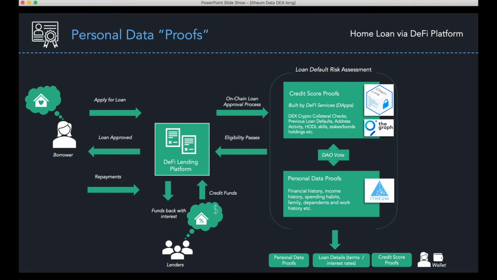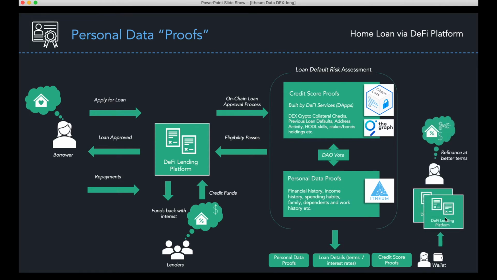But there's an additional really cool functionality about this. Now, all of these proofs that were generated by this borrower to apply for this loan are technically on chain now, and theoretically exist in this person's wallet. And what is amazing about it now is that they can take these proofs into another DeFi lending platform and potentially refinance, or even better yet, there could be DeFi lending platforms that let you upload your proofs or connect your proofs to it, and it'll find you a better deal on your home loan.